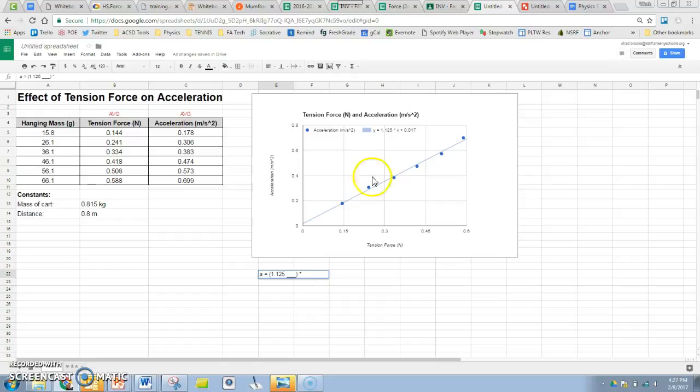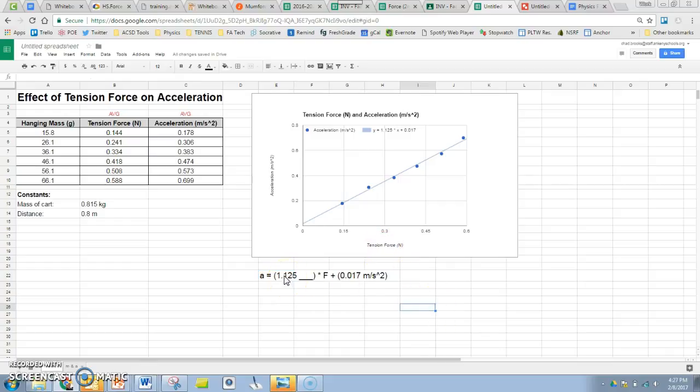1.125 is the slope times, let's see, the x values, those are tension forces, plus, and that's our y-intercept there, 0.017, and the units for that would be the y units, meters per second squared. So that's our mathematical model. Let me increase the size of that so you can see a little bit easier.